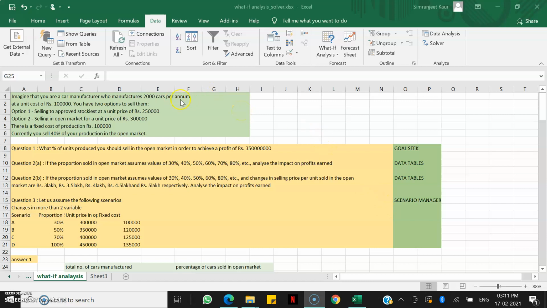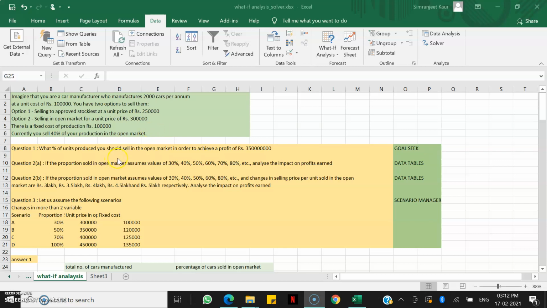Imagine that you are a car manufacturer who manufactures 2000 cars per annum at a unit cost of 1 lakh rupee. Now you can sell these cars either through approved stockist at a price of 2,50,000, or you can sell it in open market for a unit price of 3 lakh. Now there is a fixed cost of production which is 1 lakh rupee, and currently you sell 40% of your production in the open market.